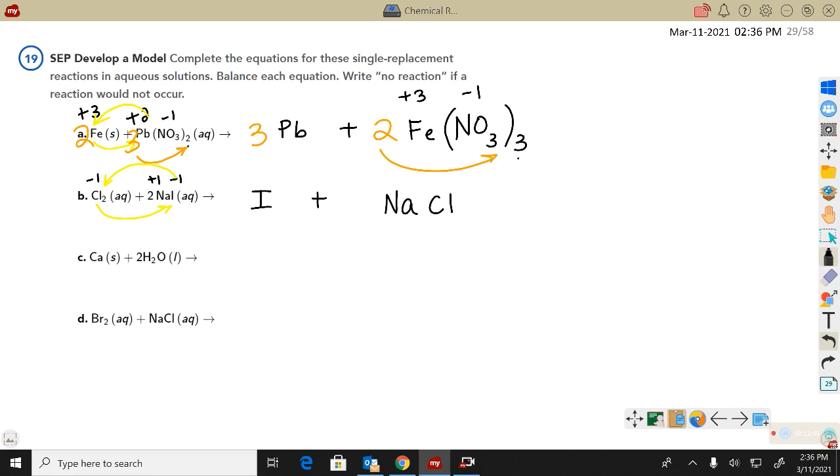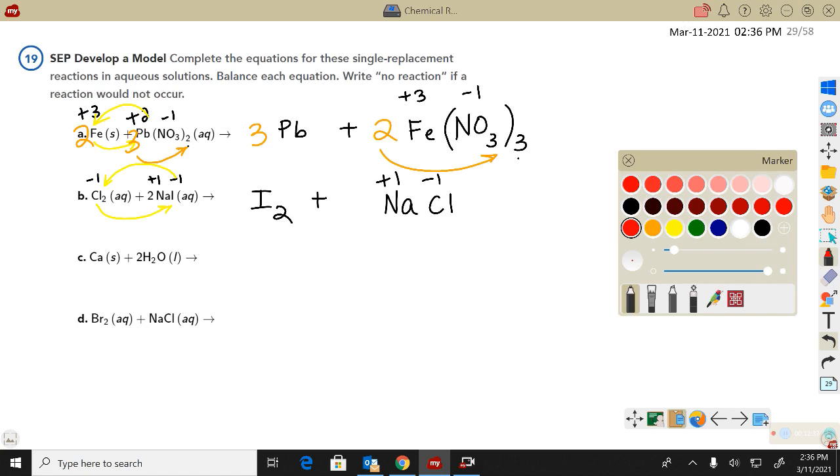Okay, so the two questions I ask: is my single element diatomic? And the answer is yes. All the halogens, when they're all by themselves, are diatomic. And is my compound neutral? Actually, it is. Fantastic. So now that I know I have the right formulas for the products, all we've got to do is balance.